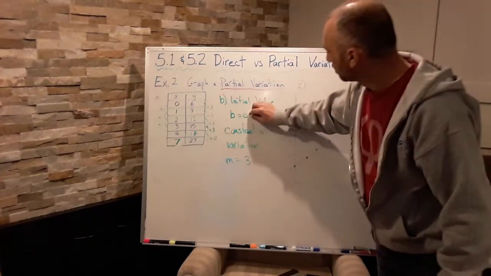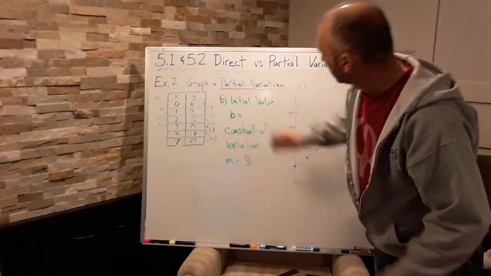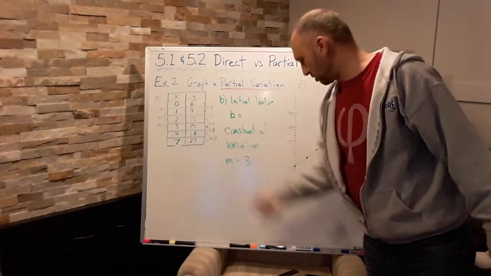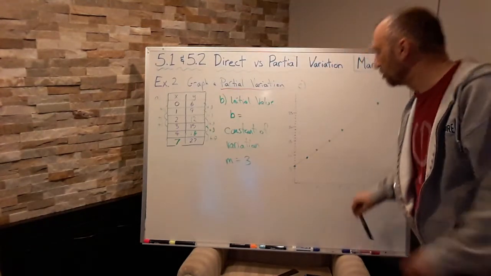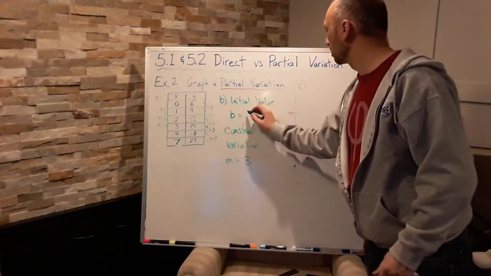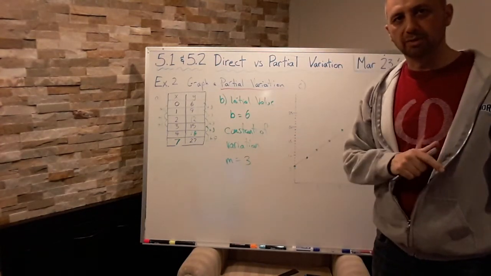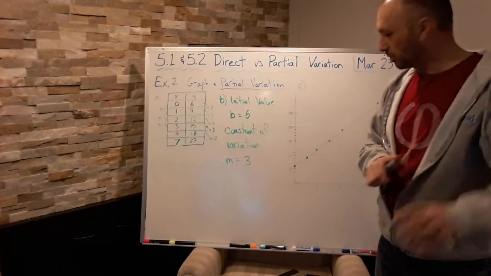I wrote b equals 0. What should I have written? The initial value isn't 0. The initial value is the y value when x is 0. What I should have written was b equals 6. All right, what do you think? Should I press stop and go back and re-record? Hopefully you guys can handle it.